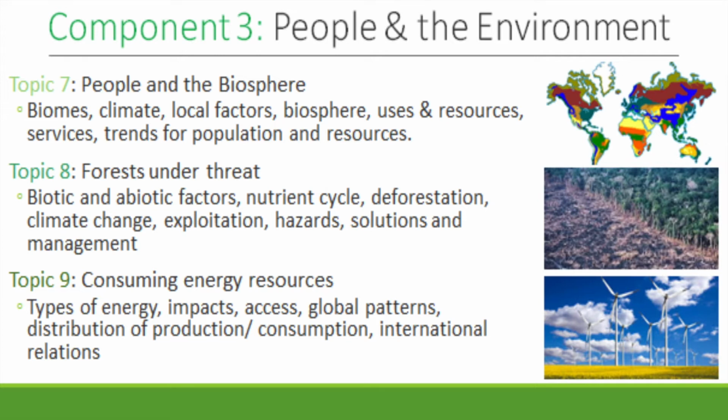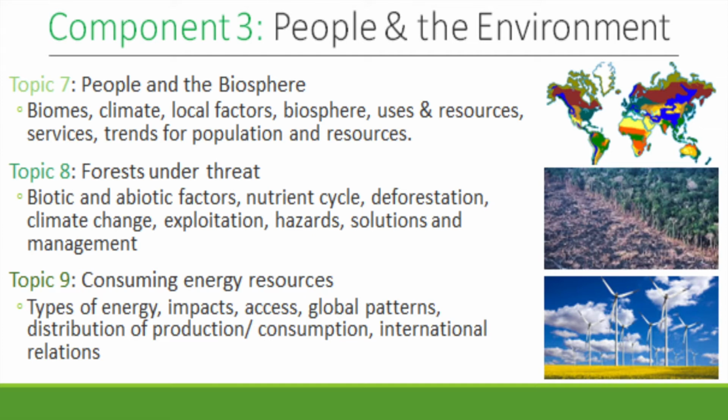We look at the trends of population and how we use our resources, and how unfortunately these biomes are starting to suffer from threats. This moves us on to topic 8, where we start to specifically look at tropical rainforests and taiga forests. And here we start to look at how they are so rich in nutrients through the nutrient cycle. We look at what deforestation is doing, climate change, exploitation, the hazards that they're facing, and then the solutions and the management using sort of examples of charities.